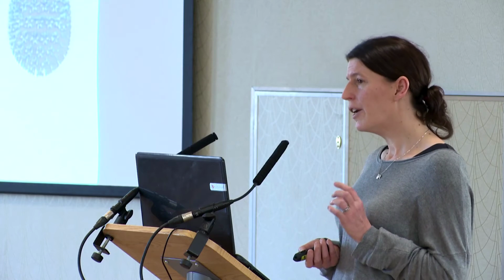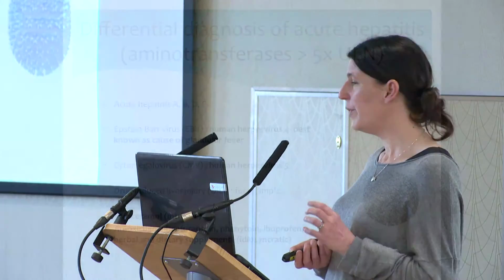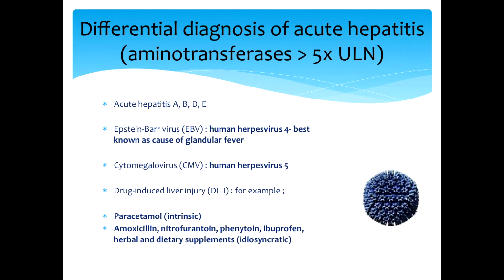So when you're looking at an acute picture, as I've said before, you think of the other viruses. There's also viruses from the herpes family, so Epstein-Barr virus, which is commonly caused of glandular fever, cytomegalovirus. These can cause an acute hepatitis. Drug-induced liver injury is important as well. So again, when we're asking patients about what drugs they take, it's not just prescribed drugs, it's recreational drugs, it's over-the-counter remedies, herbal remedies, things that people buy over the internet.